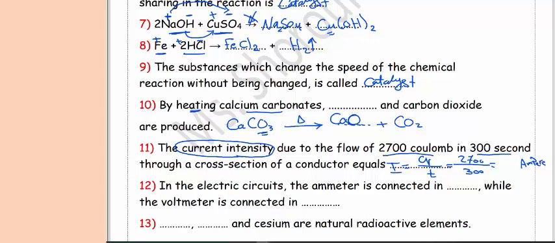Question number 12. In the electric circuits, the ammeter is connected N, while the voltmeter is connected N. He wants here to know, is it connected in series or parallel way? So we said that ammeter must be connected in series, but voltmeter must be parallel.